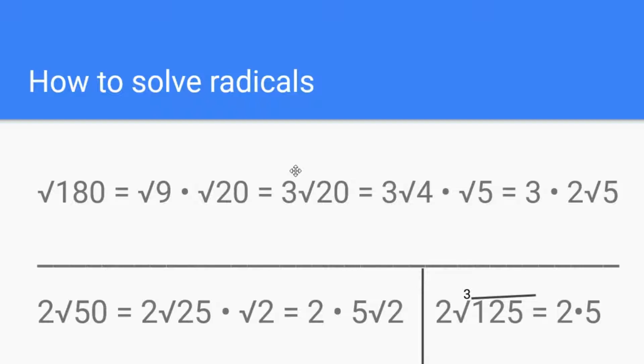And at the bottom we have another one. So you have 2 times the square root of 50. The square root of 50 can be broken down as the square root of 25 times the square root of 2, and so that can be simplified as 2 times 5 times the square root of 2. And for the other one, you have 2 times the cube root of 125. The cube root of 125 is 5, so it would be 2 times 5.